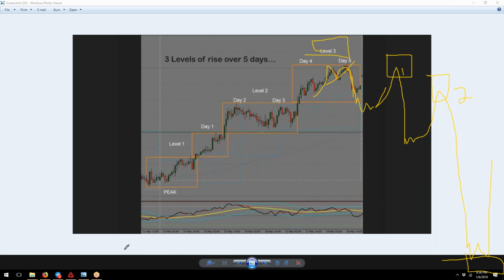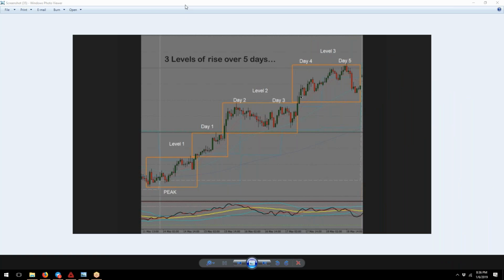That's the better setup when they hit the stop hunt boxes on the bottom. Simple. So here we have the levels over 5 days.